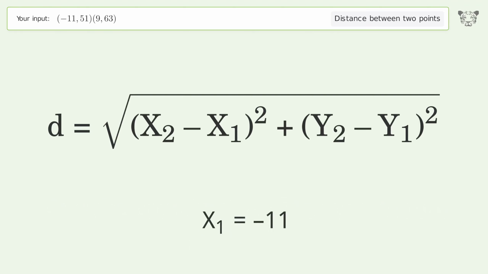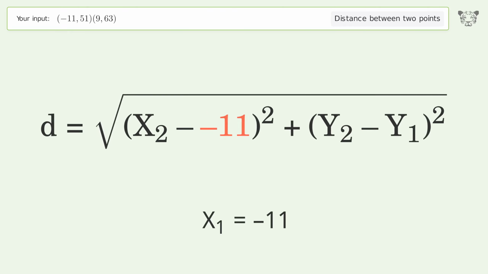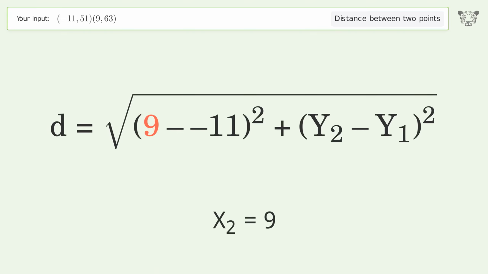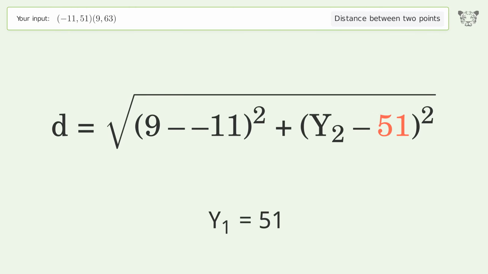x1 equals -11. x2 equals 9. y1 equals 51. y2 equals 63.